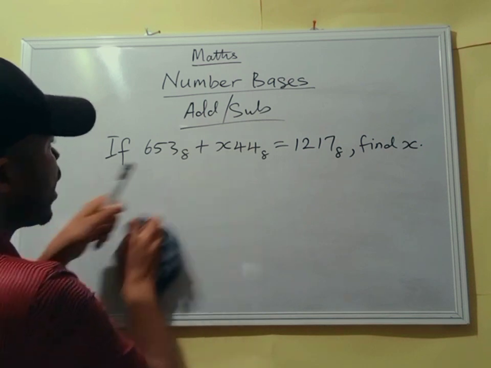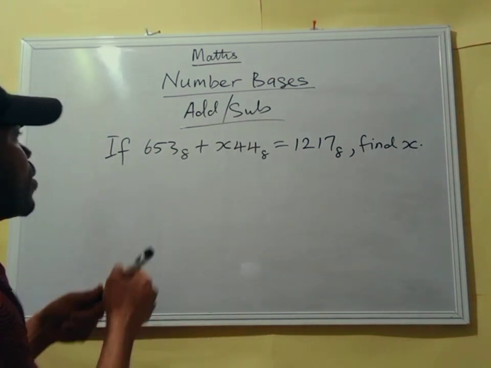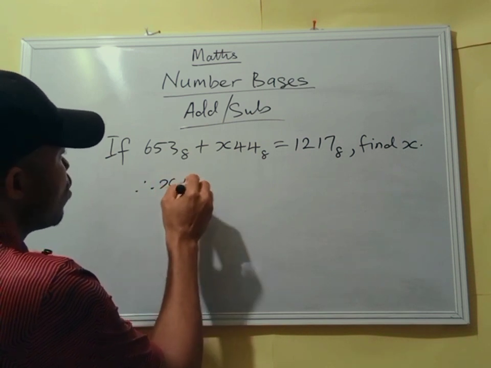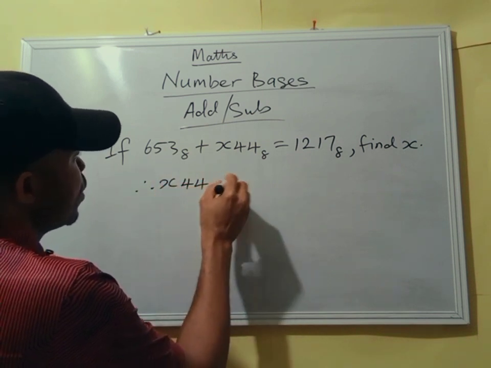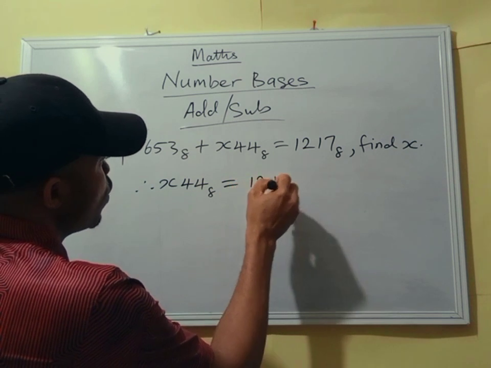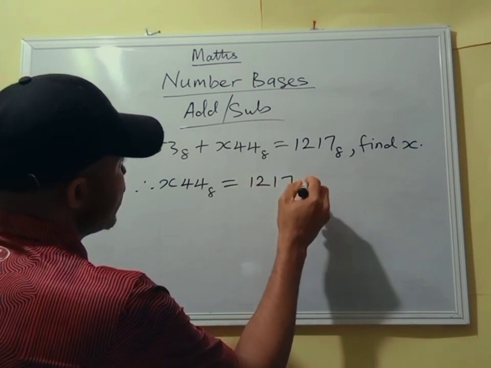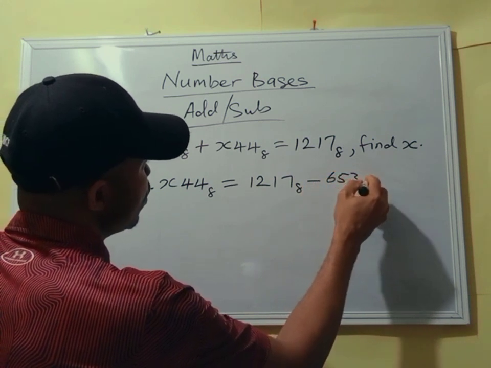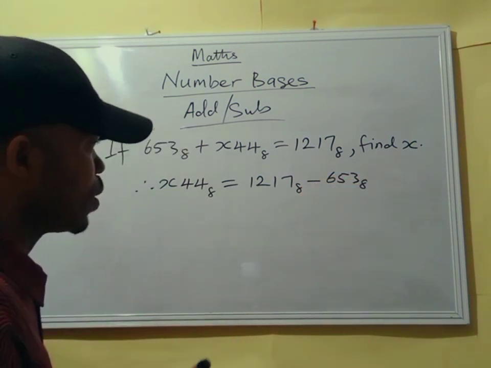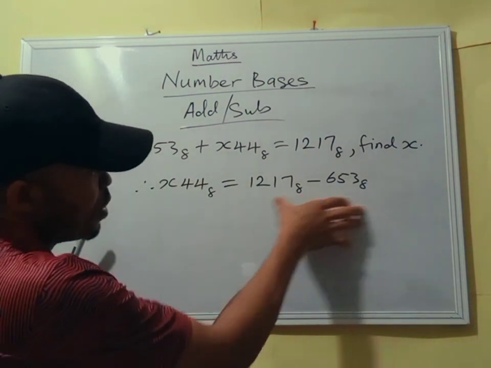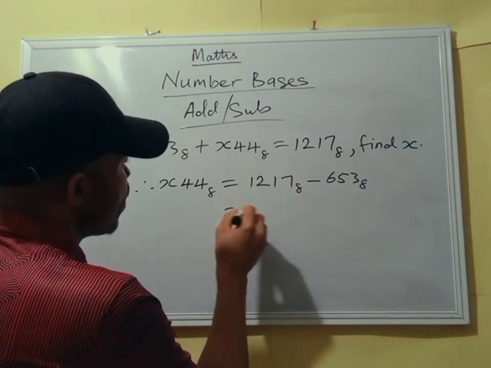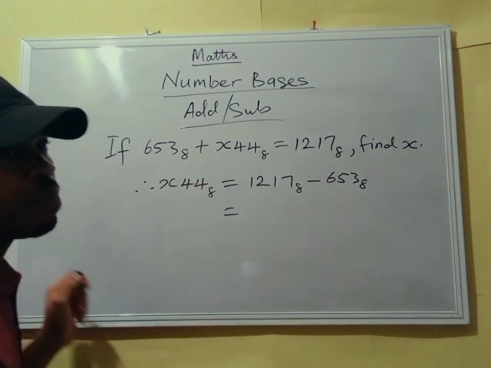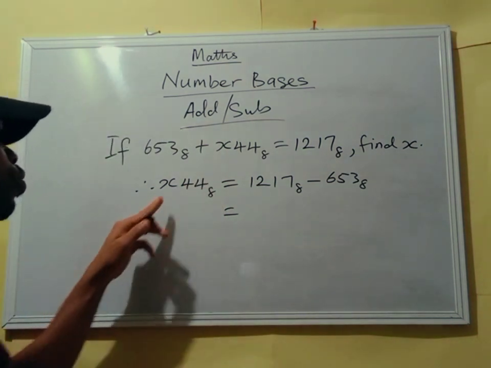Alright, this is where the unknown is. We have to find x. So x is here. Make it the subject. Therefore x base 8 equals 1217 base 8, and this one comes inside and becomes minus 653 base 8. See that? So when we do that, we can take this to the subtraction of number bases. And when we have our answer, we use the comparison of place values to know what the value of x is.